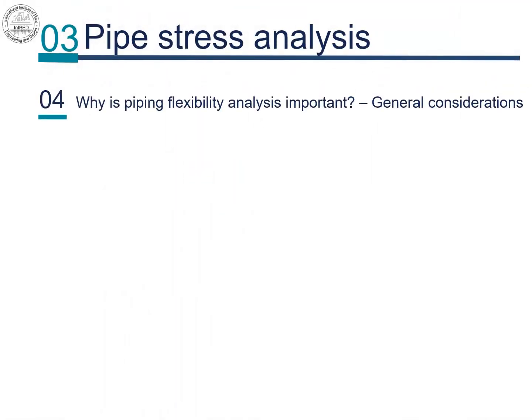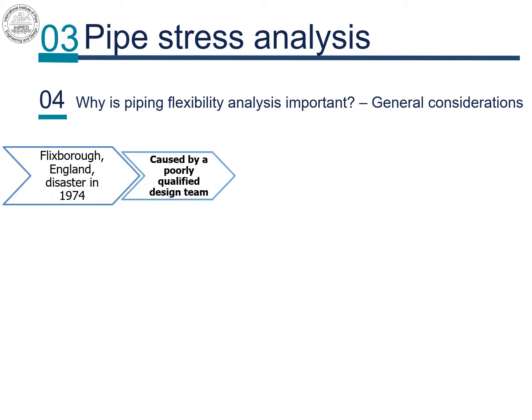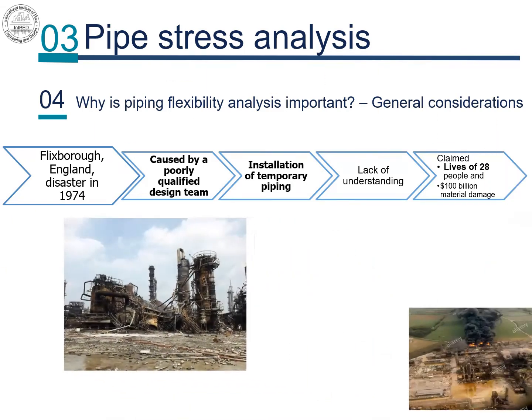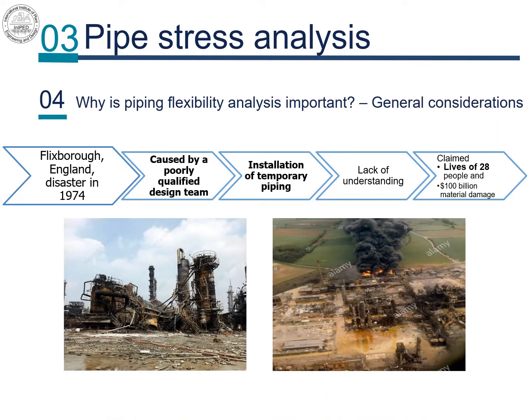All should be cognizant of the Flixborough, England, disaster in 1974. This disaster was caused by a poorly qualified design team that installed temporary piping. Their lack of understanding claimed the lives of 28 people and cost $100 billion in material damage. The subsequent investigation revealed the following: even though a significant crack, 6 feet long, was found in Reactor 5, the urgency to resume production distracted staff from critical consideration of their plans that could have identified the hazards involved. And they failed to fully assess the significance of what they were doing.